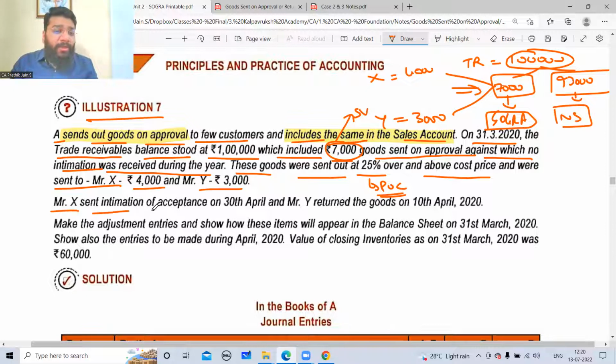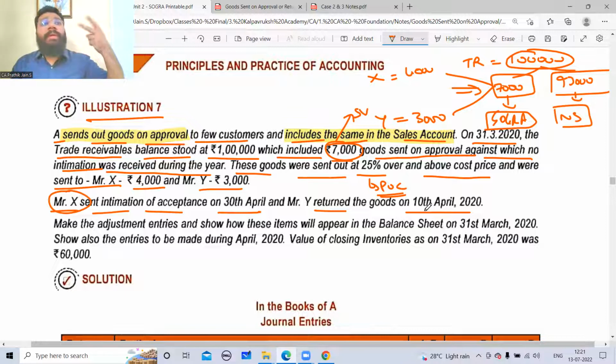X sent intimation of acceptance on 30 April. 30 April is, can I say, the next financial year? Which means as on 31st March of current financial year, X has not given any intimation. So therefore I need to reverse the sale and I need to book the inventory for X's stock. And Y returned the goods on 10th April, which means this fellow also till 31st of March did not give me any intimation whether he'll accept or reject. So for this also I need to reverse my sale. I need to record my inventory with customer.